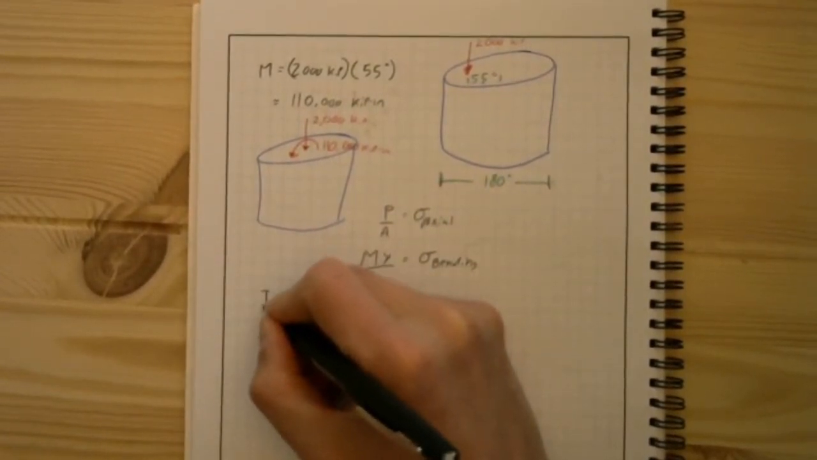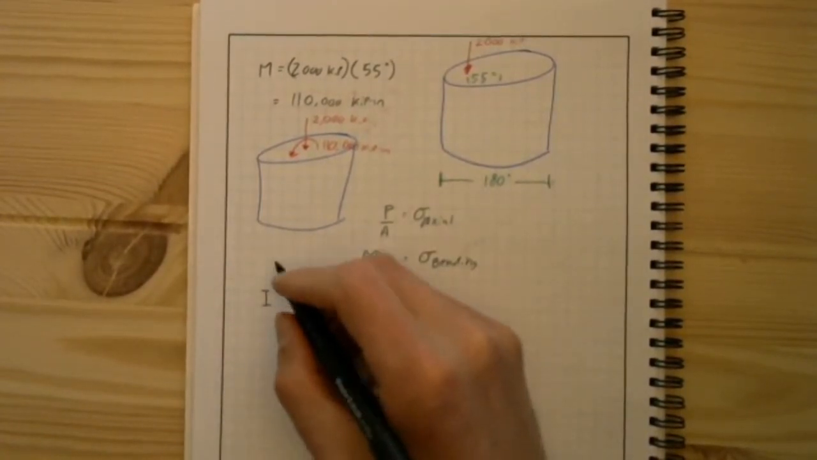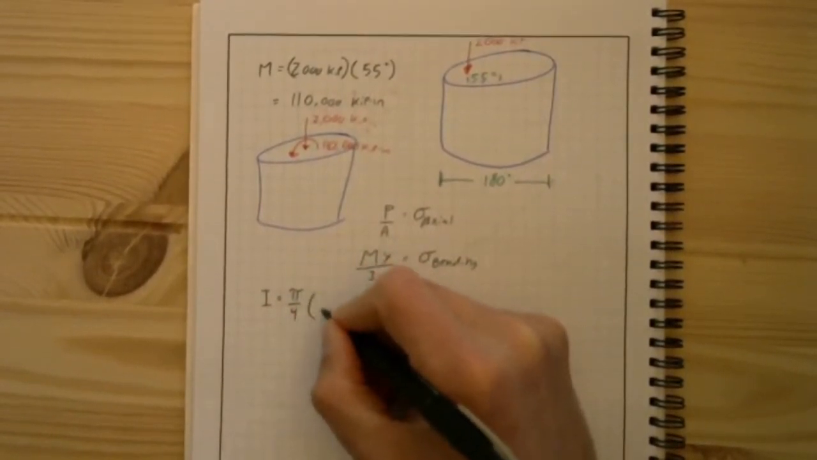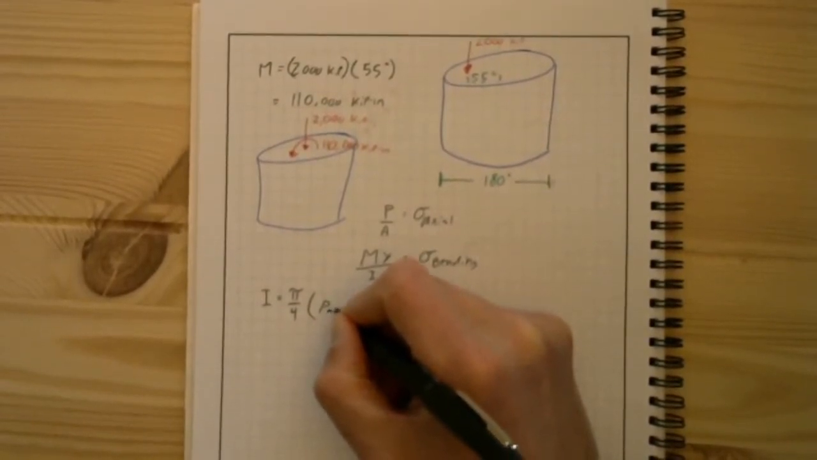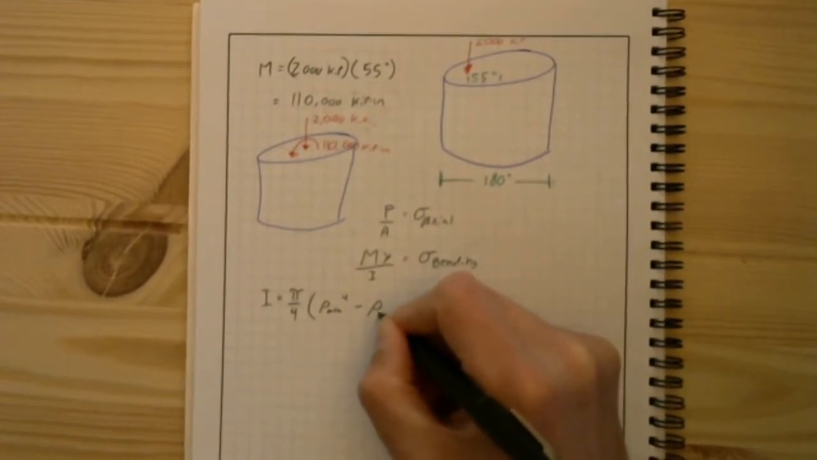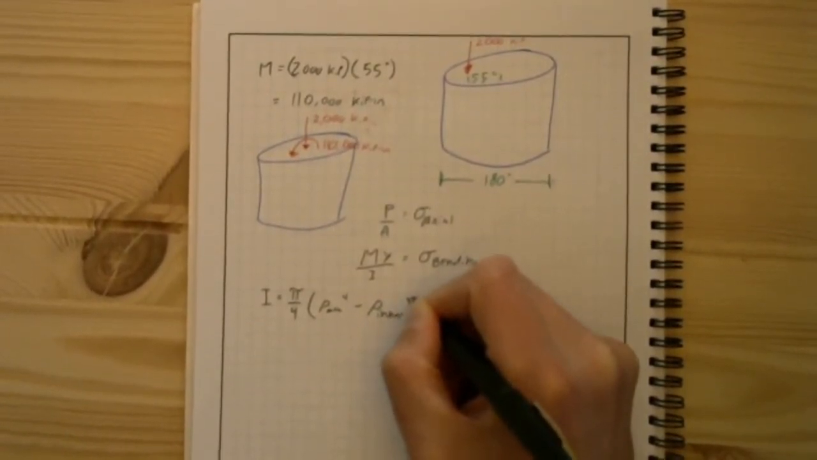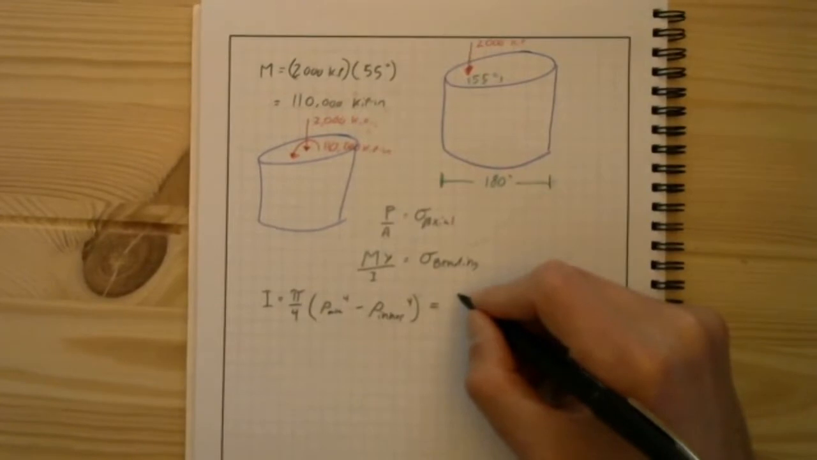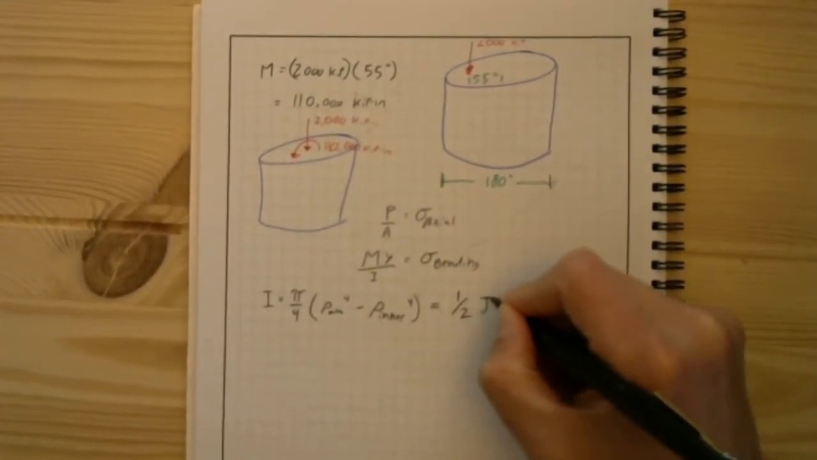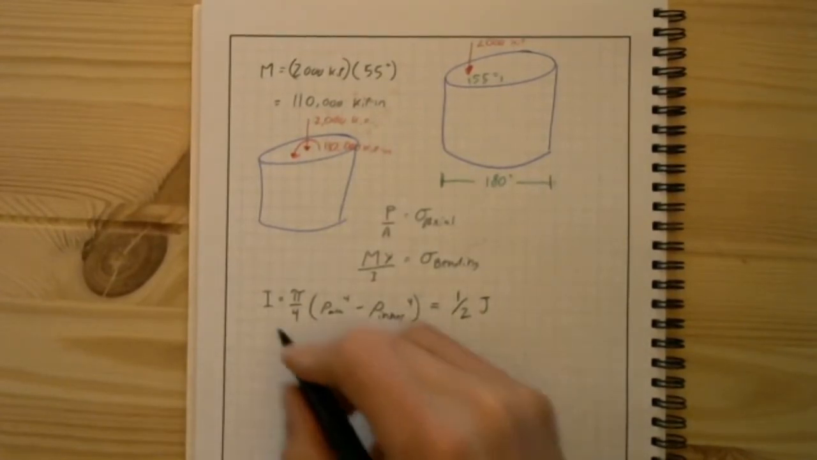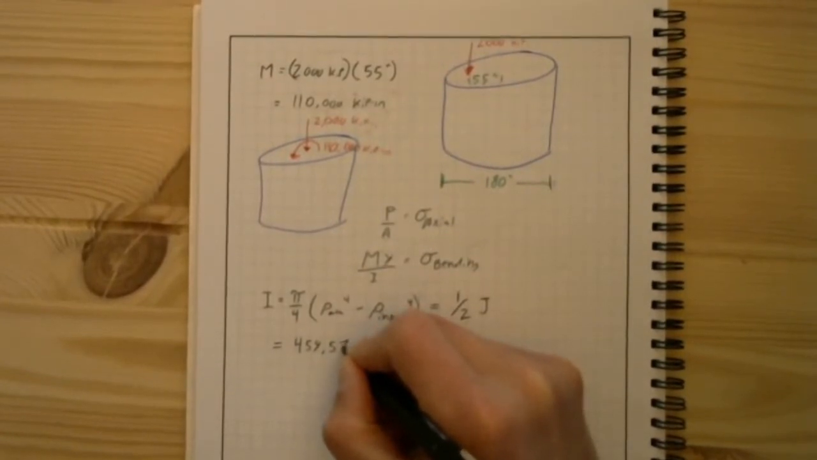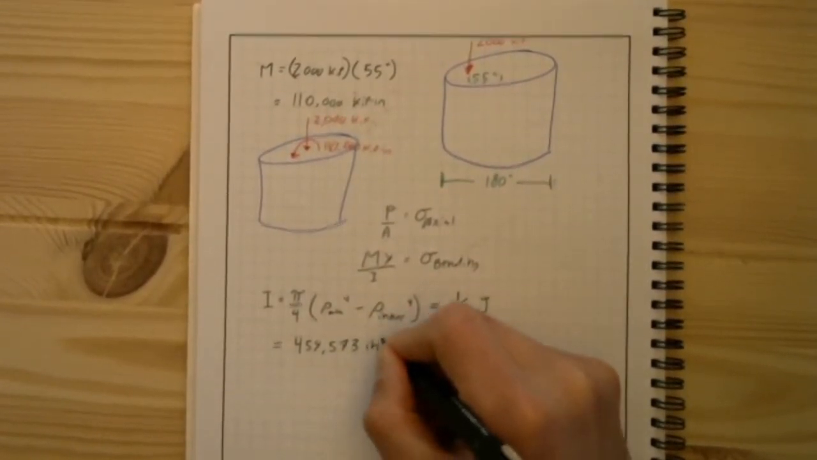The second moment of inertia for a circular cross-section is going to be equal to pi over 4 times the outer radius to the fourth minus the inner radius also to the fourth, or in this case, because we've already found J, it will be 1/2 the polar moment of inertia J, which means that this will be 459,573 inches to the fourth.